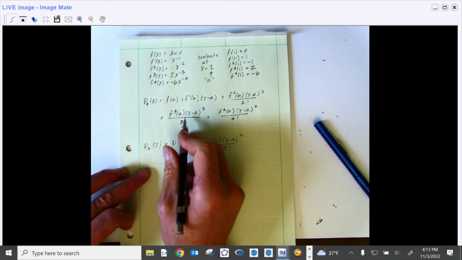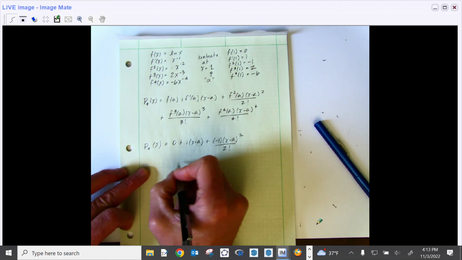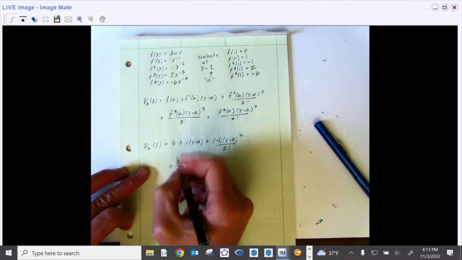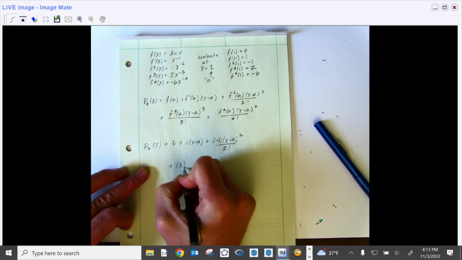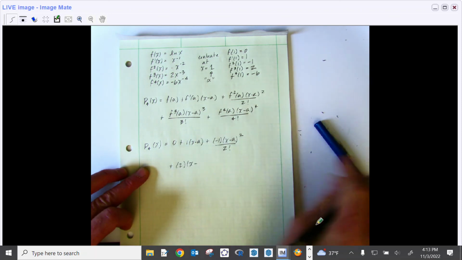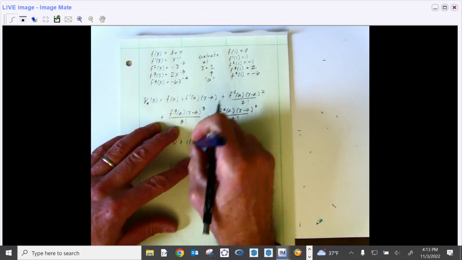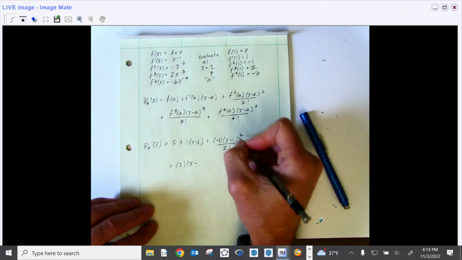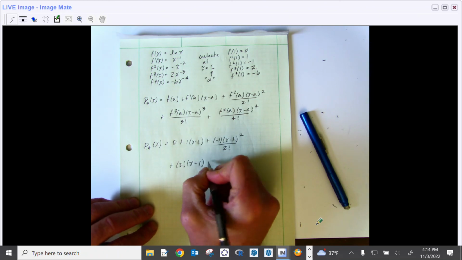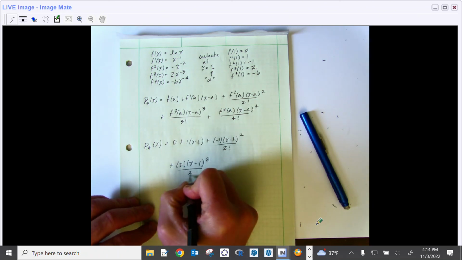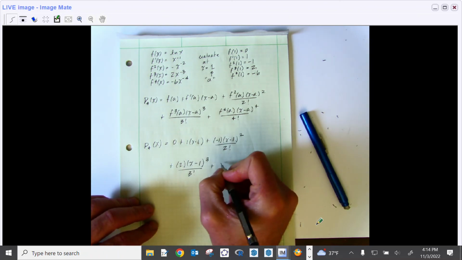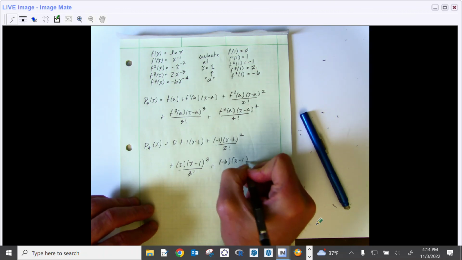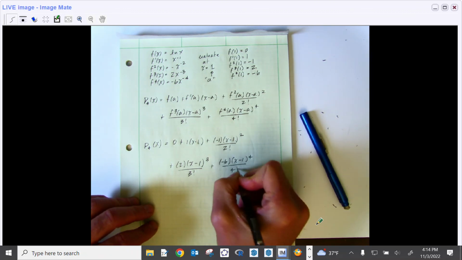Let's see, so the third one, we'd have a plus. This term right here is 2 times x minus, oh, I called them a's up here. They should be 1s, right? We're substituting in at this point. Sorry. They should be 1s. x minus 1 to the third all over 3 factorial plus, and then it's a negative 6 times x minus 1 to the 4th all over 4 factorial.